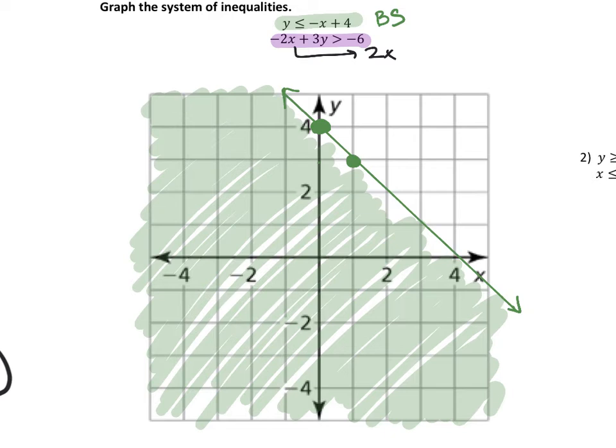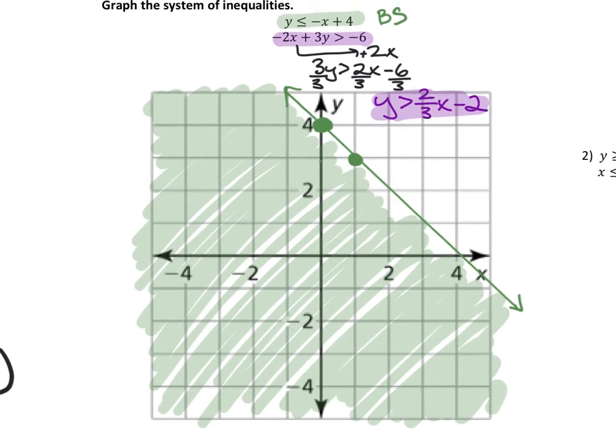I'm going to take the 2x to the other side. It becomes positive 2x. This is 3y greater than 2x minus 6. Divide both sides by 3 everywhere. And I would have y is greater than 2/3 x minus 2. Cool. So this is actually the equation that I'm going to graph.